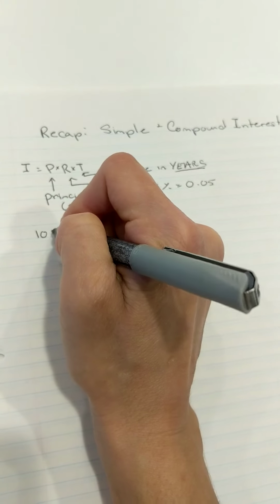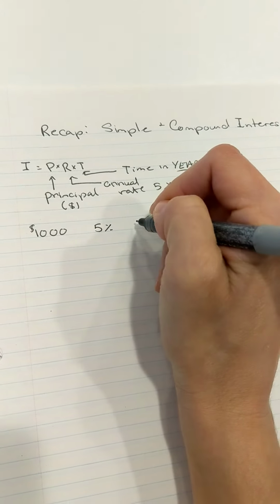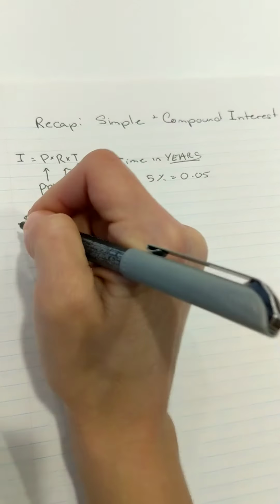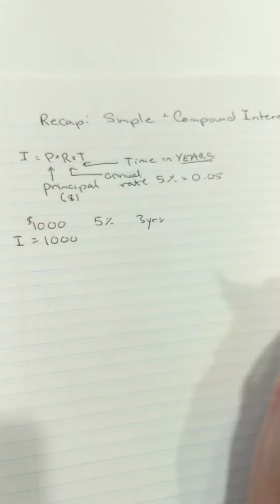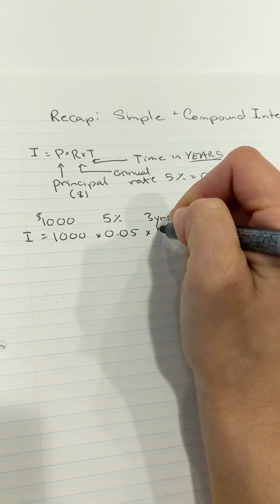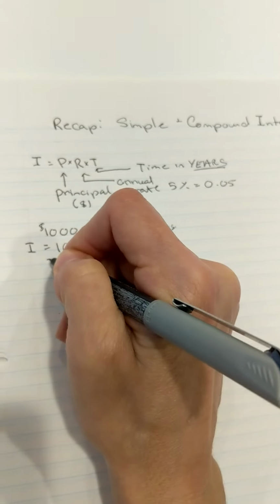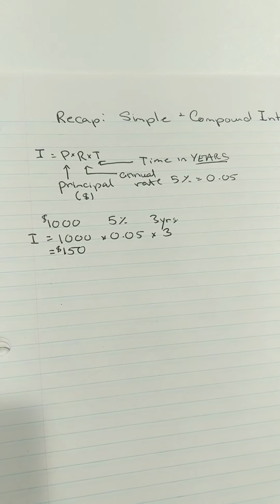Let's say we have $1,000 to invest, and we're going to invest it at this 5%. And we're going to invest it for 3 years. If I wanted to figure out the interest on that, I would take 1,000, times it by 0.05, and then times it by the 3 years. If you plug those in, you should get $150.